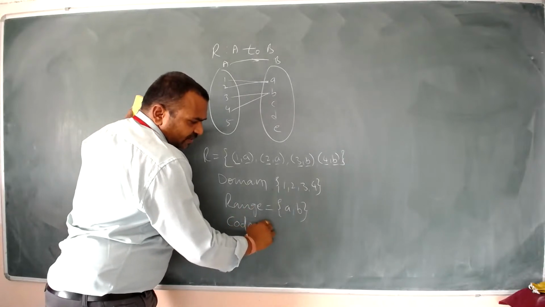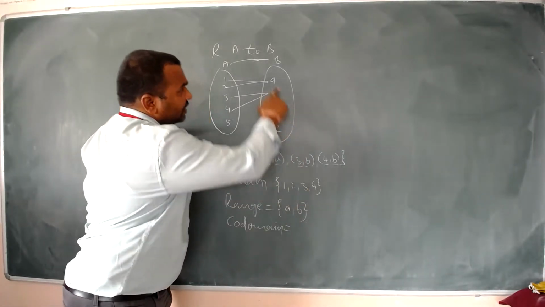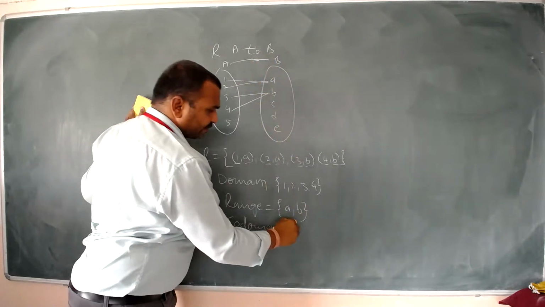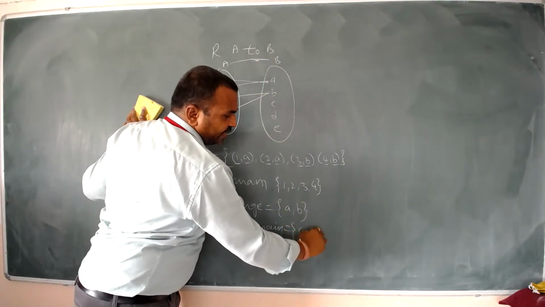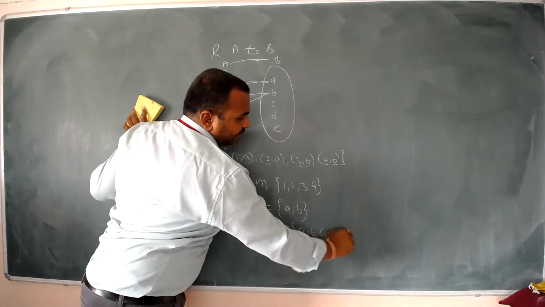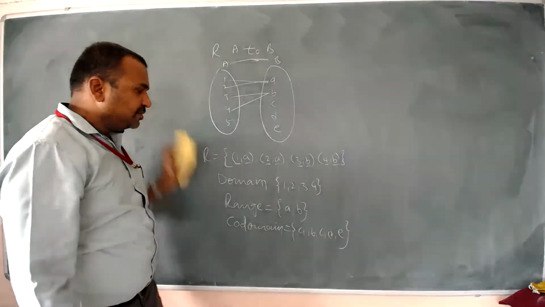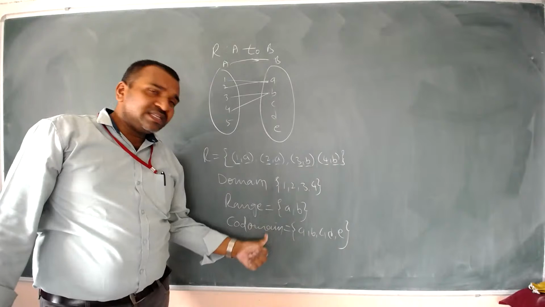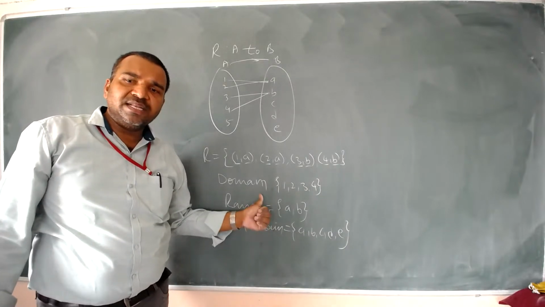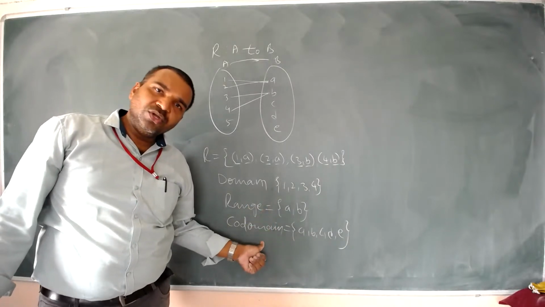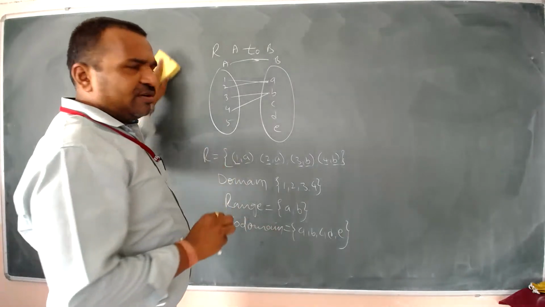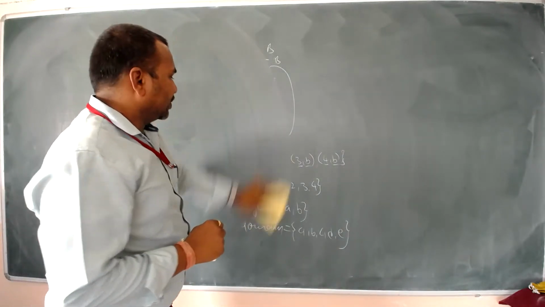Next, codomain. What is codomain now? The total second set. What is the second set here? B. What is B? B contains A, B, C, D, E. Okay. Observe now. Range is always a subset of codomain. Generally, range is always a subset of codomain. We can do problems also. Okay?